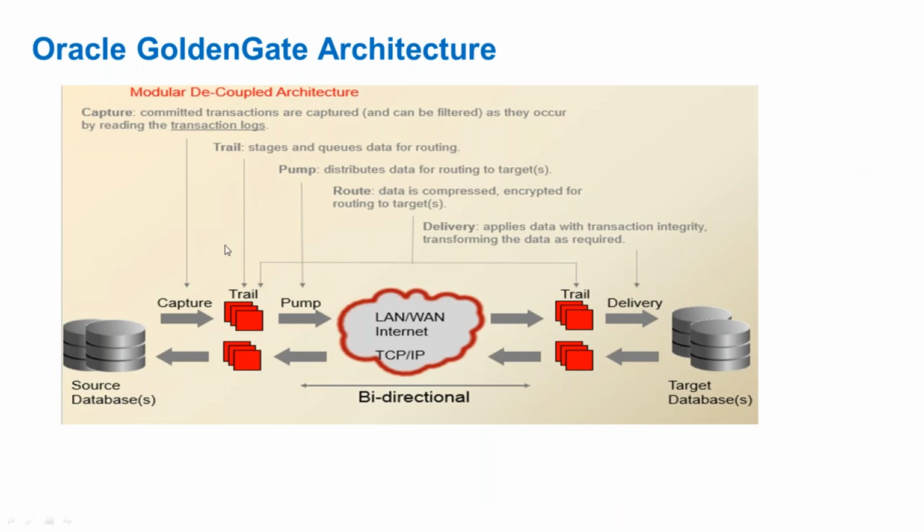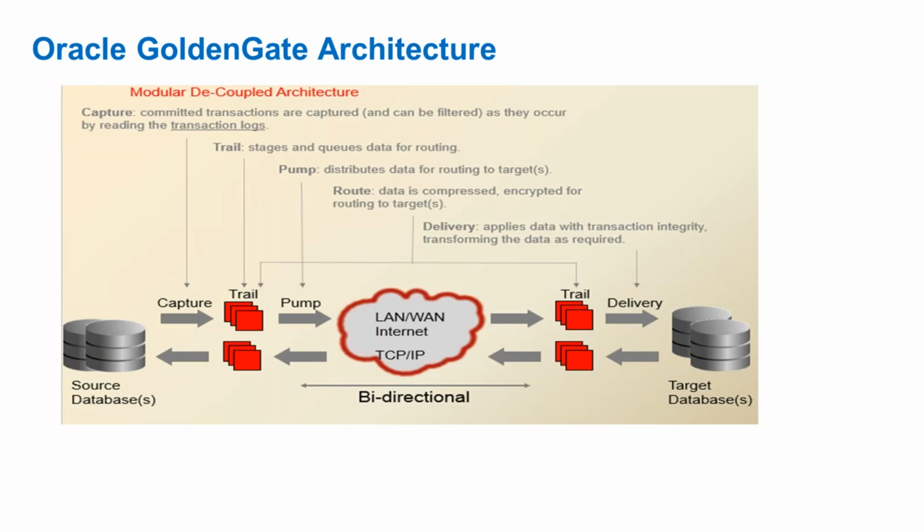As soon as the data gets captured, it writes it to the local trail. Remember this, these local trails reside on your operating system. These are platform independent. As soon as data becomes available in the local trail, the pump process reads the data out of your local trail, sends it over the TCP/IP network and writes the data into the remote trail, which again resides on the target machine. Then the delivery process, which is present on the target server, will apply that data to the target database.